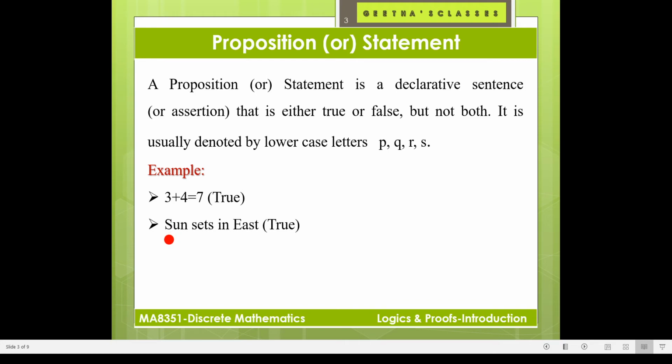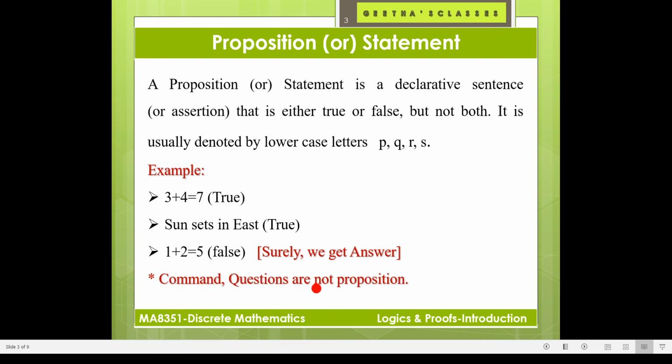Now let us take another example. Sun sets in the east. That is also true. The statement is true. 1 plus 2 equal to 5. That is false. So for each statement you are getting one sure answer. Either it is true or it is false. So surely we get one answer.